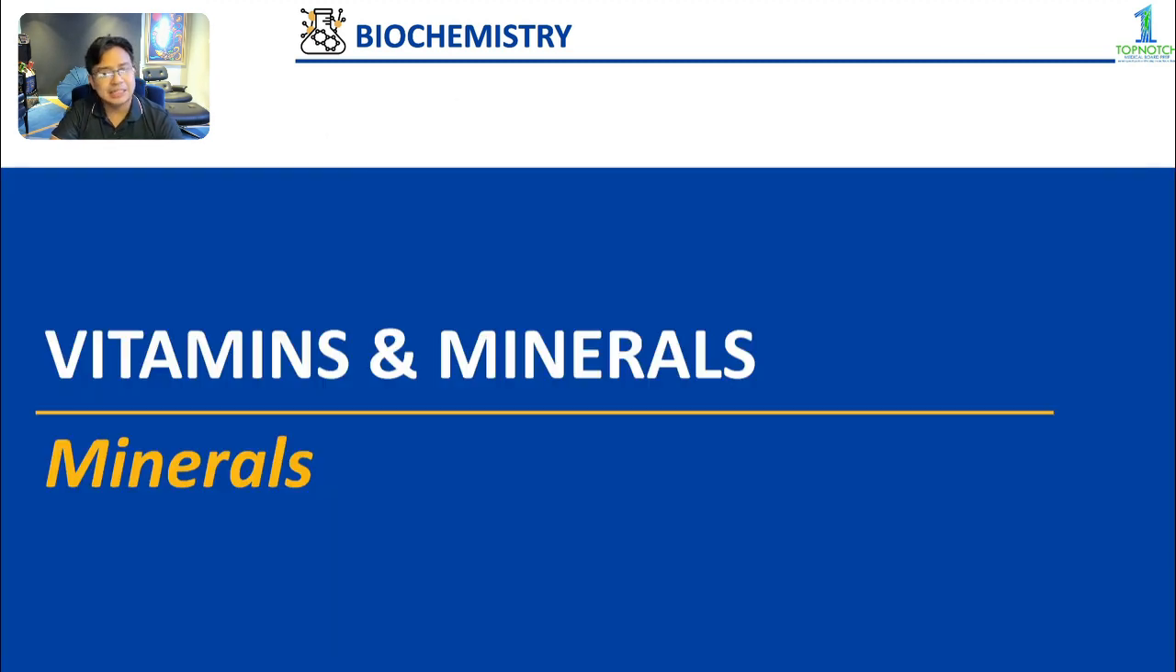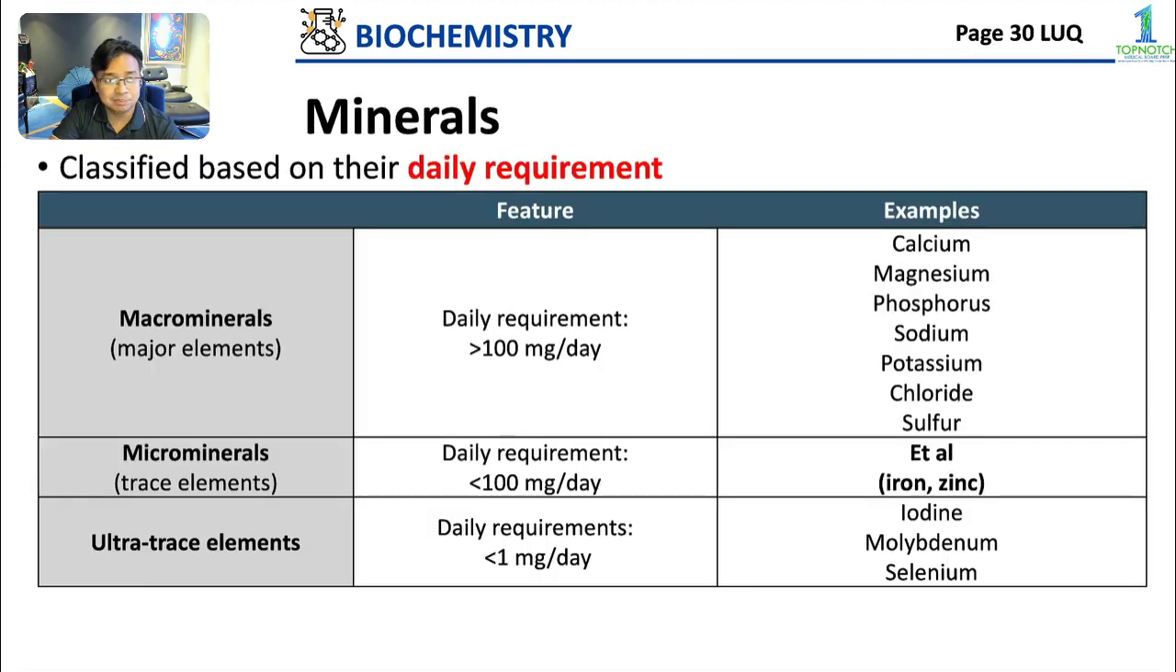And now we head to your minerals. Now, minerals, guys, are classified mainly based on their daily requirements. Okay? Macro minerals, more than 100 milligrams per day. Micro minerals or trace elements, less than 100 milligrams per day, while ultra trace elements are less than 1 milligram per day. But Doc, how do you memorize such information?